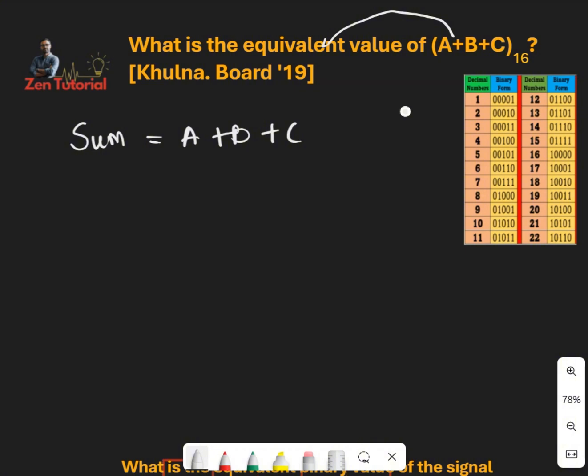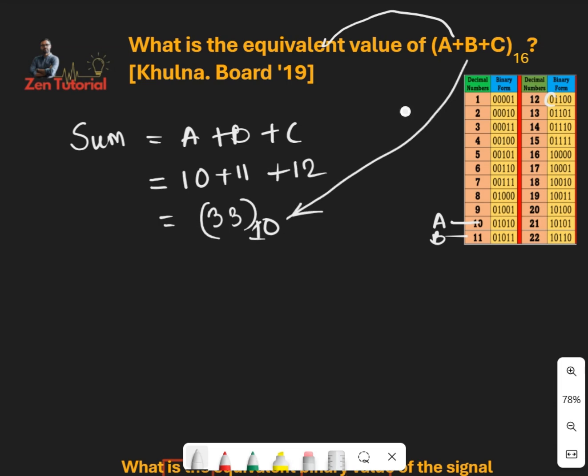So what is the decimal value of A? This is decimal value 10. 10 means A, B means 11, and 12 means C, right? So 10 plus 11 plus 12, all together the value will be 33 in decimal. So this is the equivalent value of A plus B plus C in hexadecimal, and the decimal value will be 33. But if it is in hexadecimal, so what will be the answer?